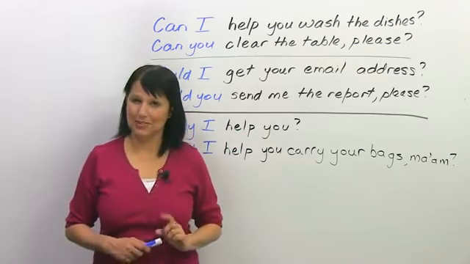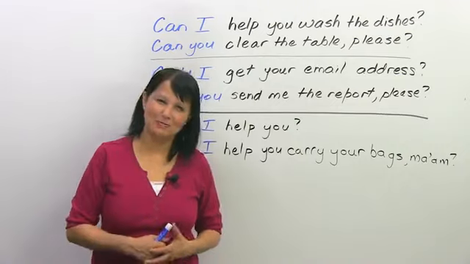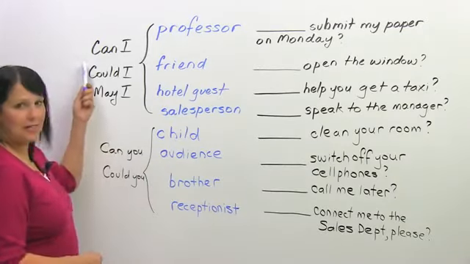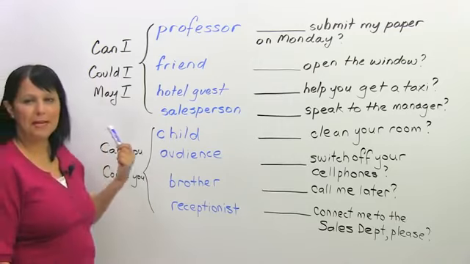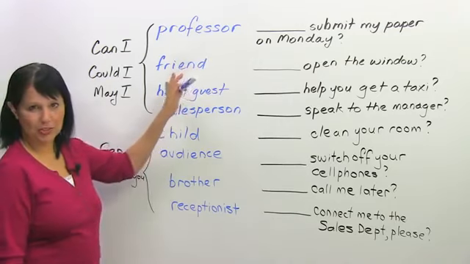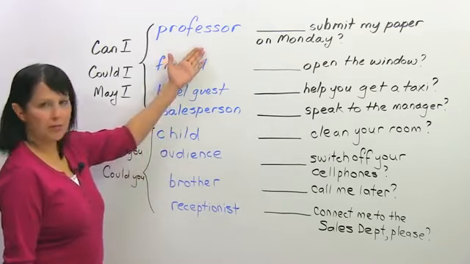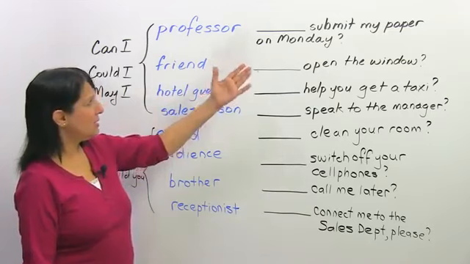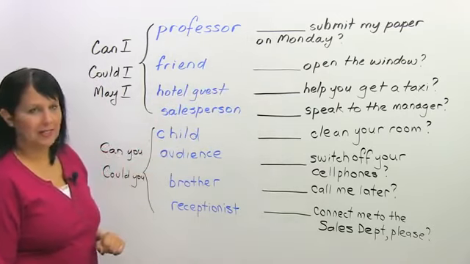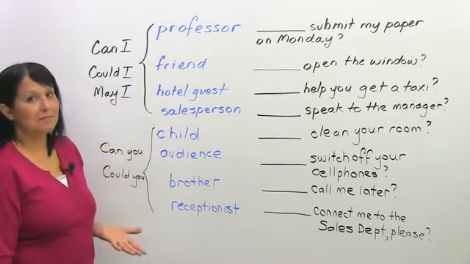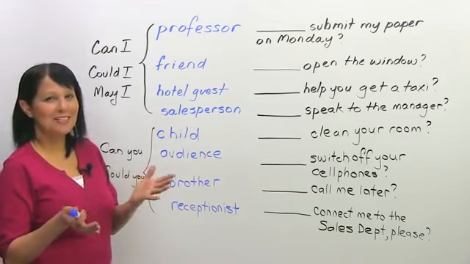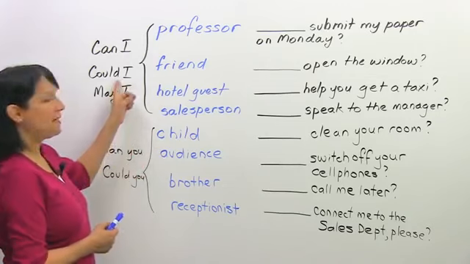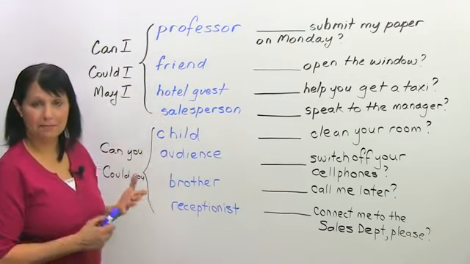These were my examples. Now let's see how you do. All right, so now you need to decide whether to use can I, could I, or may I in these situations, all right? So you're talking to your professor. What do you say? Blank, submit my paper on Monday. Can I, could I, may I? Well, this is something where you are going to have to decide. Perhaps you'll say, could I submit my paper on Monday?